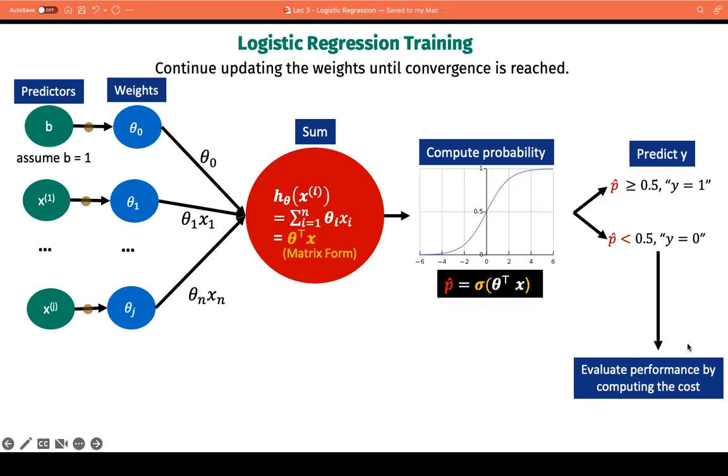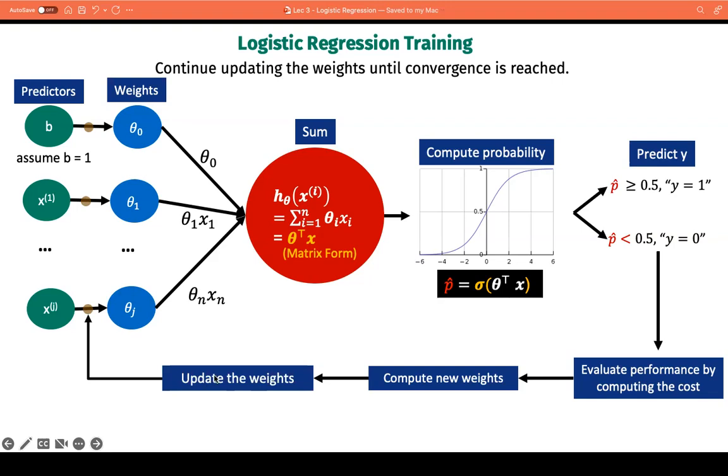All right. And then after computing the cost, we must compute new weights or new theta such that we can minimize the cost, and we will update the weights again with the newly computed weights. So this will be in a loop, which will continue until such time that we reach some convergence or iteration.